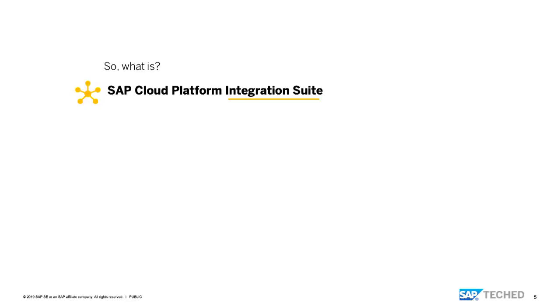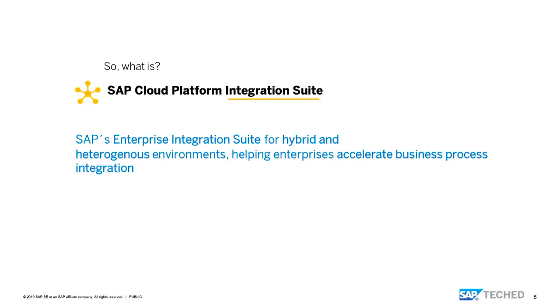So what is the Cloud Platform Integration Suite? The Cloud Platform Integration Suite is SAP's enterprise integration suite for dealing with integration in hybrid and heterogeneous landscape. So it's completely on the cloud. It's a managed service available as part of our cloud platform, and it allows you to integrate it all, do all kind of integration, A to A, B to B, API-based integration, and we're going to look into that, right? And it's specifically tuned to run in hybrid and heterogeneous environments.